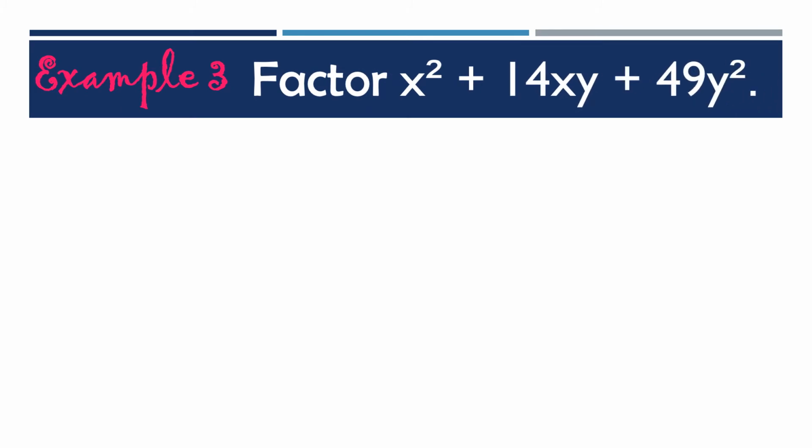Example number 3. Factor the expression x squared plus 14xy plus 49y squared. Solution. Step 1. What are the first and the last terms? The first and the last terms are x squared and 49y squared. We will check if they are perfect squares.